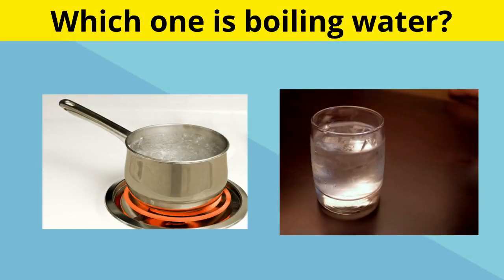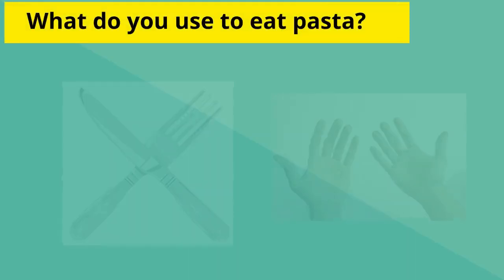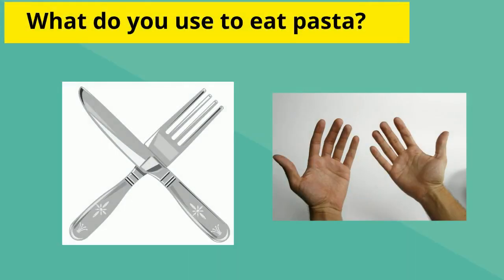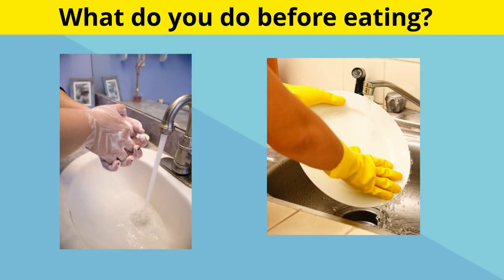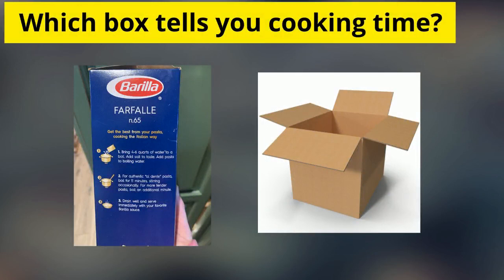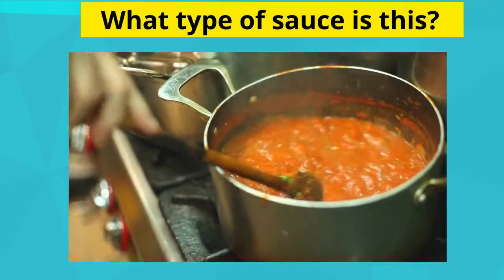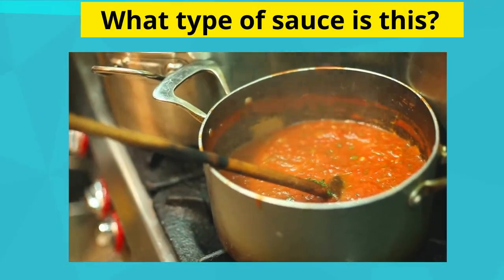Which one is boiling water? What do you use to eat pasta? What do you do before eating? Which box tells you cooking time? What type of sauce is this?